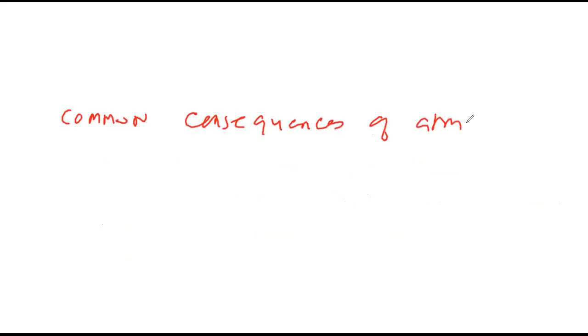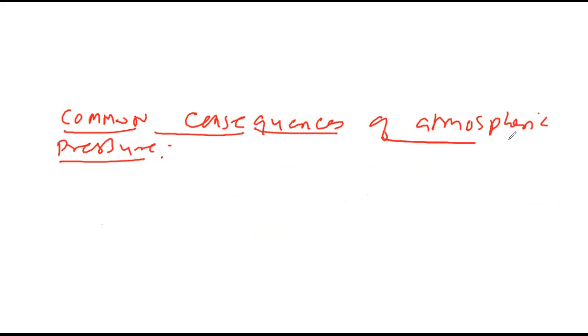Right. Common consequences of atmospheric pressure, that means the effects of atmospheric pressure. Just remember the simple cause: any flow is from high to low. So first, sucking a drink with a straw.